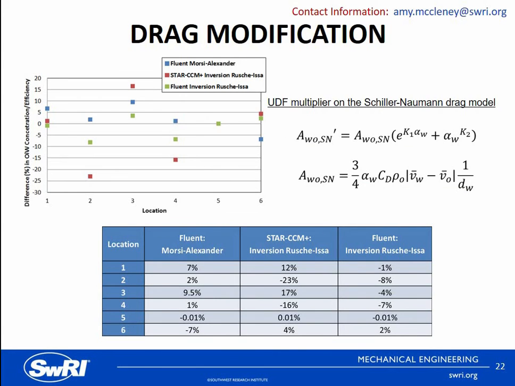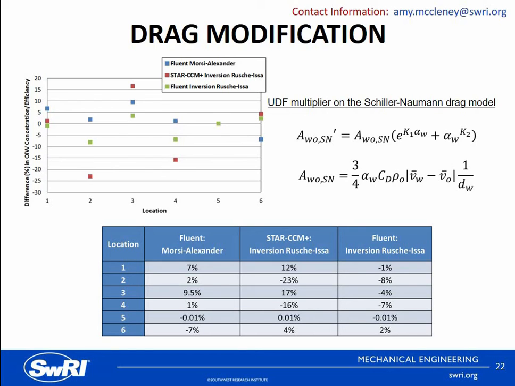So since case 10, we had a hard time simulating that in STAR-CCM, mainly due to the possibility of being able to accurately capture the physics of the emulsion we saw present during the experimental testing. We went ahead and modified the drag model in Fluent to account for emulsion effects.